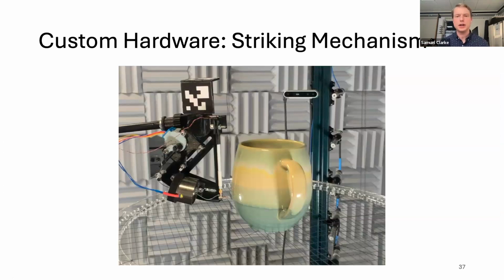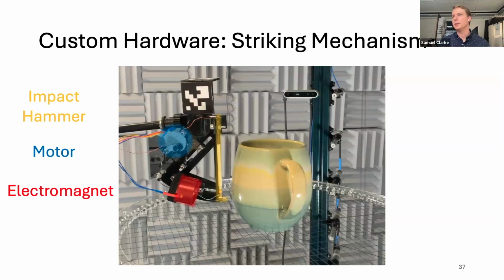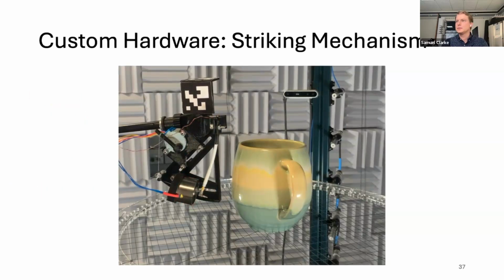We also devised a striking mechanism for striking the objects in a repeatable but silent way, which involved this impact hammer, which has a force transducer in its tip to measure the contact forces on the object, a motor and an electromagnet. The motor pulls back the hammer into the electromagnet. The electromagnet activates, the motor releases the tension, and then finally the electromagnet releases the hammer. I'll play that video here. The electromagnet is very silent, and this gave us a very repeatable way of striking the object in the same place every time.